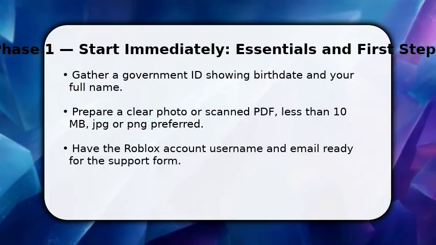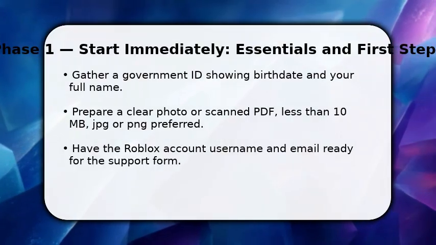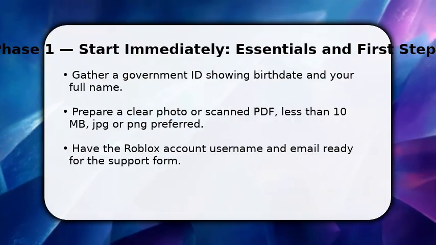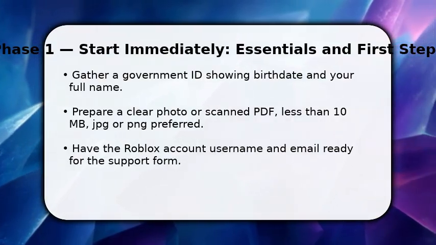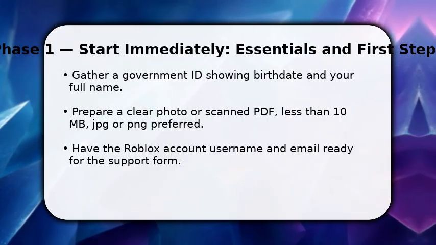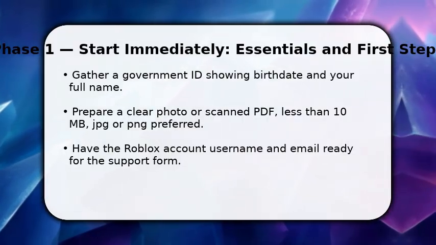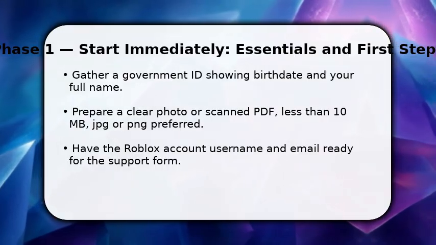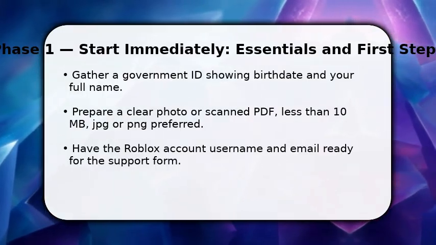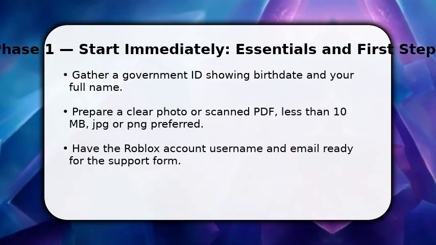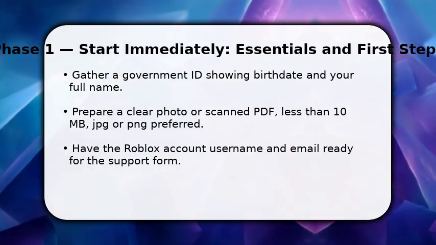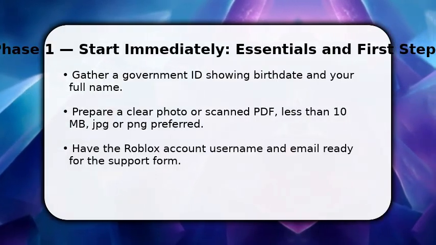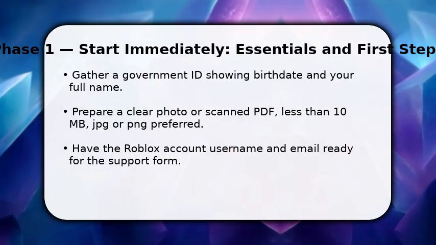You start by getting the one thing Roblox accepts: proof of age. You need a government ID that clearly shows your birth date and name. Once done, photograph or scan it sharply. Make sure the file meets size and format limits, and note the exact Roblox username and email tied to the account. This prepares you for the support request. Do this now so the next step is fast and accurate, and you avoid repeated submissions.